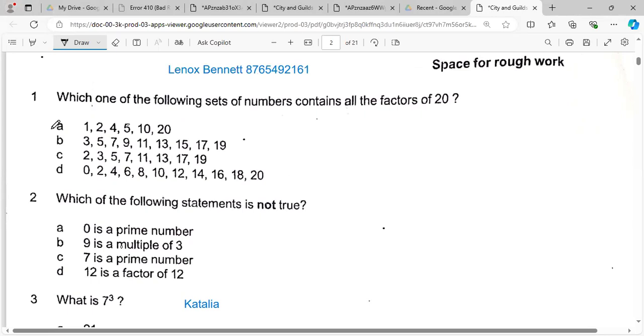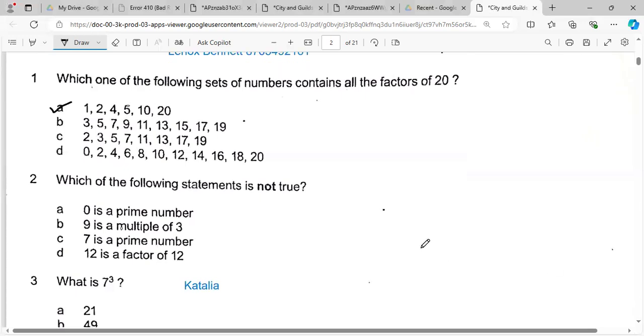Very easy one. Number 2 says, which of the following statements is not true? So look out for those little keywords, guys. We normally bold them or highlight them so you know that is very important. So we're looking for the lie. 0 is a prime number, and we know that 0 is not a prime number. Alright, so that would have been A.